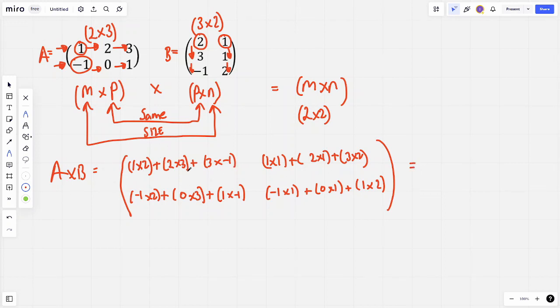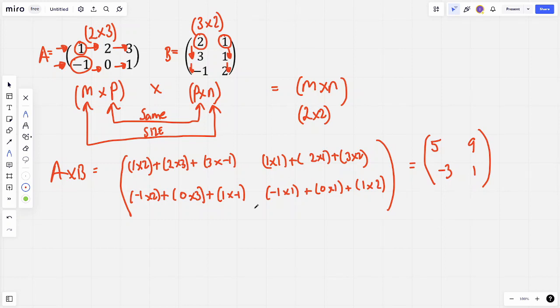So for the first index, we've got 1 times 2, which is 2, plus 2 times 3, which is 6, plus 3 times minus 1, which equals 5 in total. And then we've got 1 times 1, which is 1, 2 times 1, which is 2, 3 times 2 is 6, add that up, that equals 9. Then 1 times minus 2 is minus 2, 0 times 3 is 0, 1 times minus 1 is negative 1, so that equals negative 3. And then we've got minus 1 times 1, which is negative 1, 0 times 1, which is 0, 1 times 2 is 2, add that up, we get 1. Our final matrix is 5, 9, minus 3, 1, and here's your final answer.